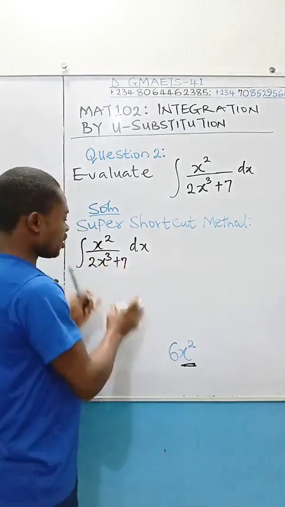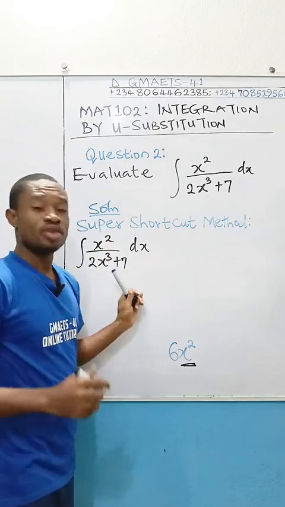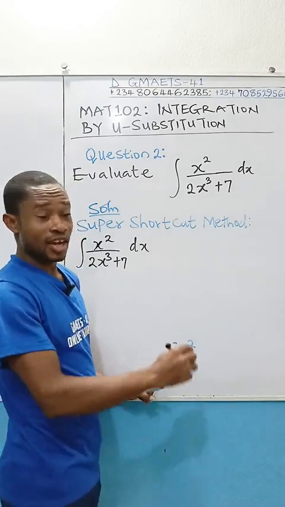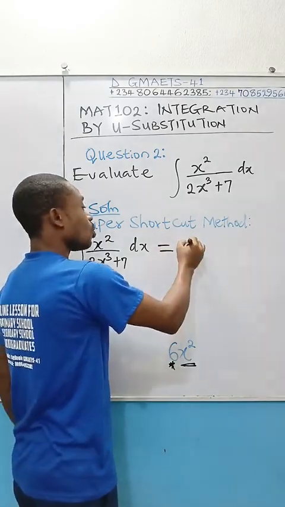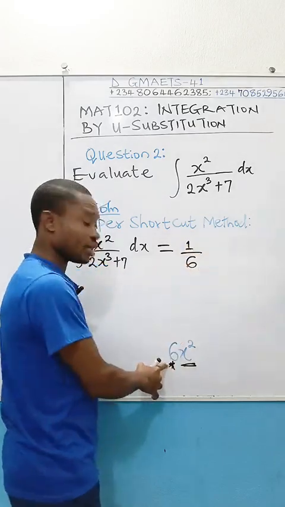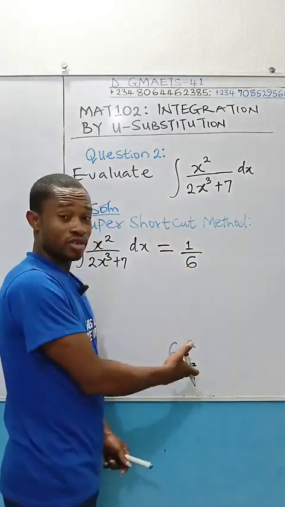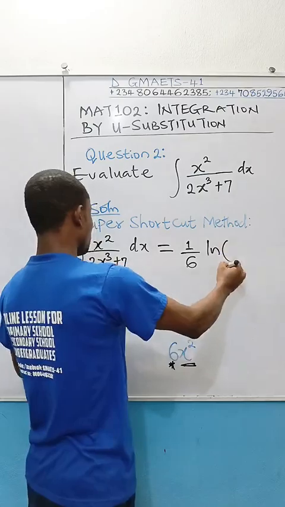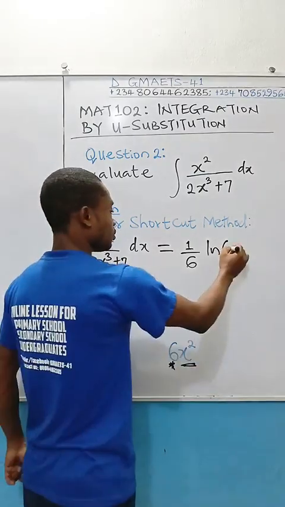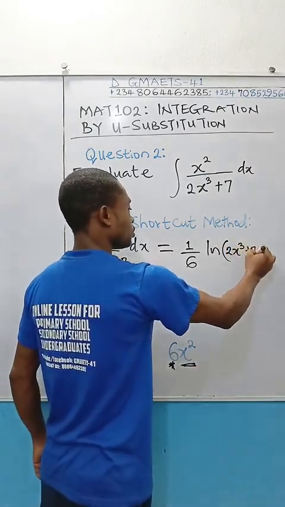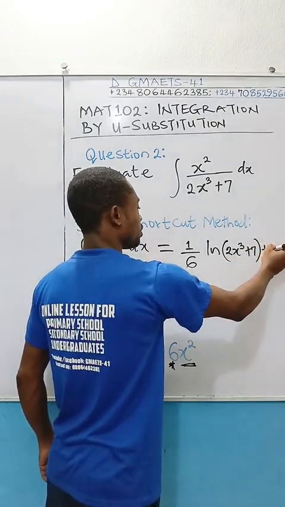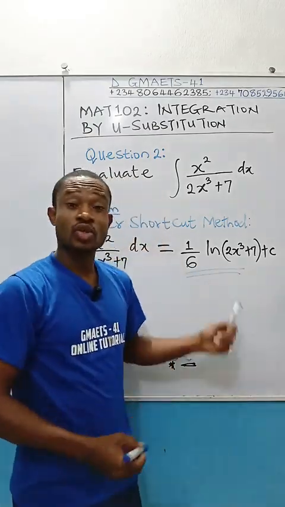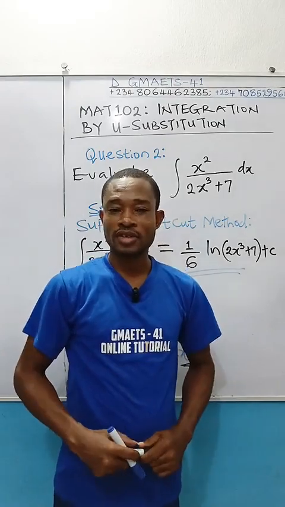right? So the derivative of denominator produces what is in the numerator only with a difference of this constant number 6. Therefore, the answer of this integral is 1 all over that 6, which is the constant difference when you differentiated the denominator. Then ln of the denominator, and the denominator is this term, 2x cubed plus 7. Then plus constant of integration, c. And you see, very simple, this was the result you obtained through the general method.